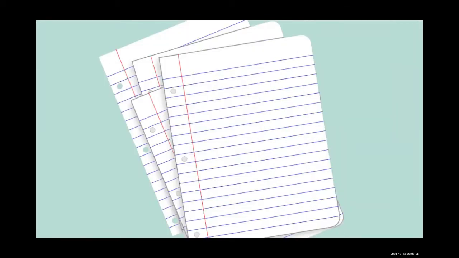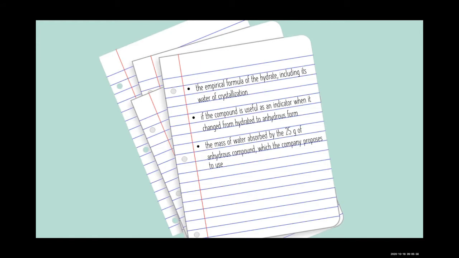To help your company decide whether CuSO4 is the right substance for the moisture absorber and indicator, you will need to examine the hydrated and anhydrous forms of the compound and determine the following: the empirical formula of the hydrate, including its water of crystallization, if the compound is useful as an indicator when it changes from hydrated to anhydrous form, and the mass of water absorbed by the 25 grams of anhydrous compound the company proposes to use.